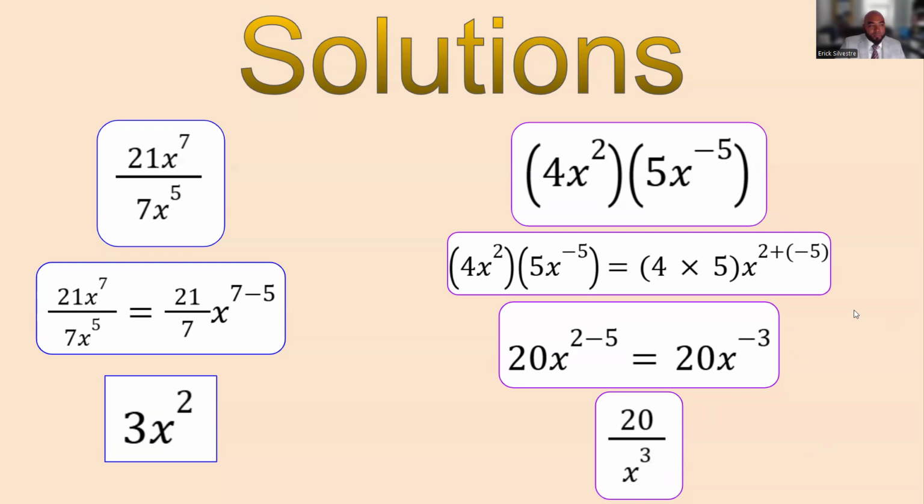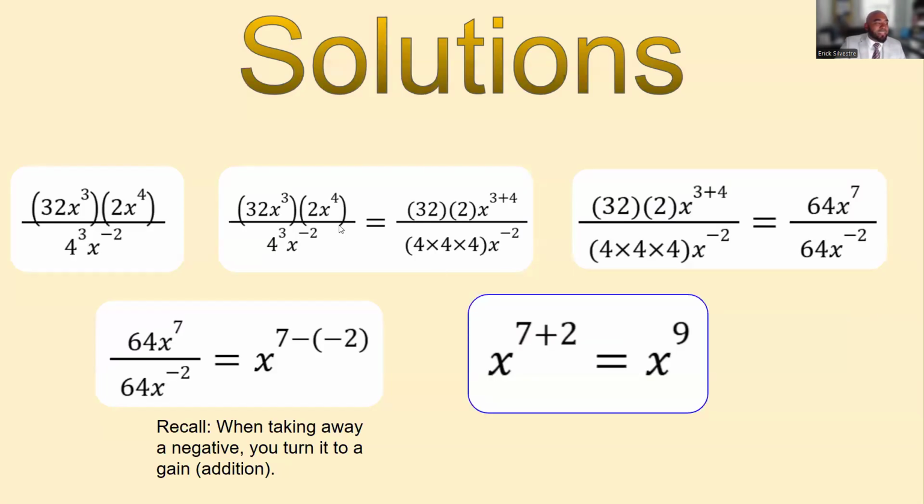All right, last but not least, this is the big one. I have my numerator, 32x cubed times 2x to the 4th power. I have my numbers. They're not the same base, so I will do the operation, 32 times 2. And then the x's have the same base, so I'll do x, 3 plus 4. We know that 32 times 2 is 64, and x, 3 plus 4 gives me x to the 7th power. In the denominator, I have 4 cubed times x to the negative second power. 4 cubed is 4 times 4 times 4. We know that 4 cubed is 64, times x to the negative second power.